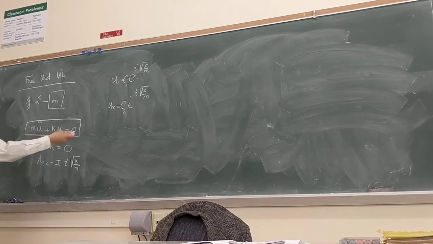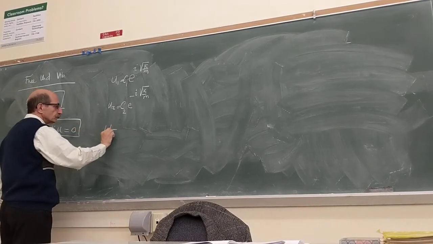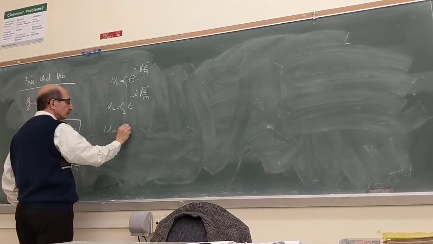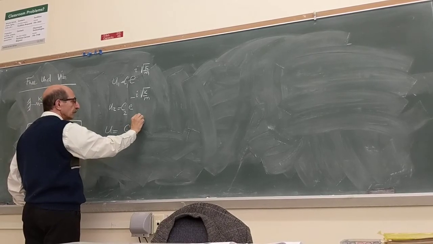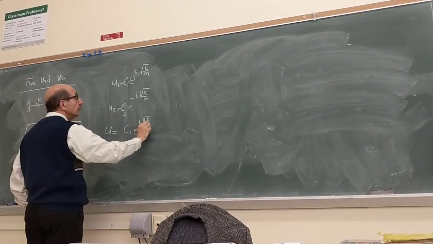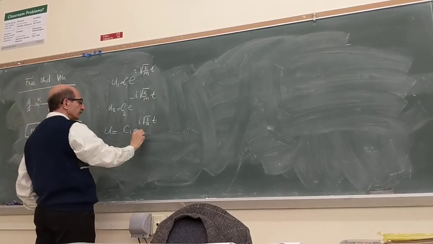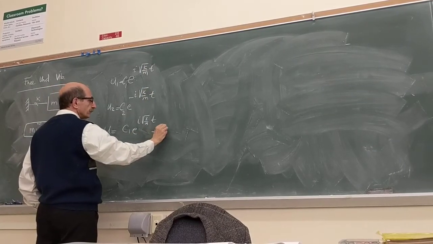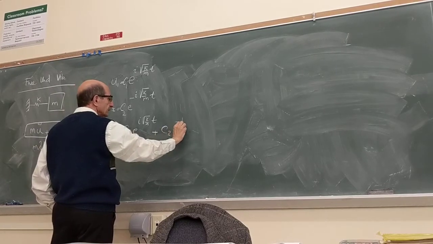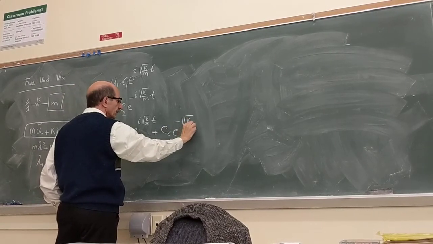So the total solution would be the sum of these two. In other words, you have C1 e to the i square root of k over m t, oops, I dropped the t, which is the most important part, right? Plus C2 e to the negative i square root of k over m t.